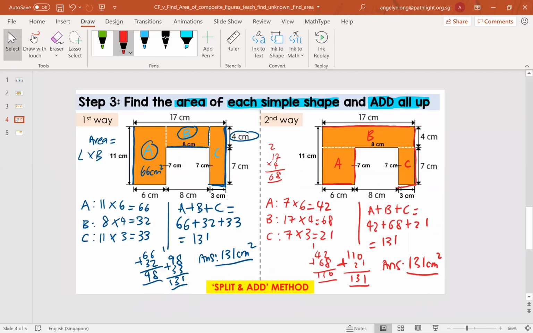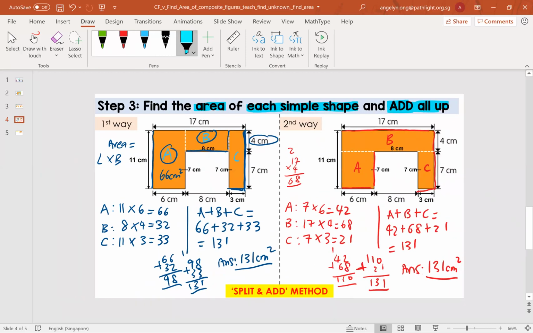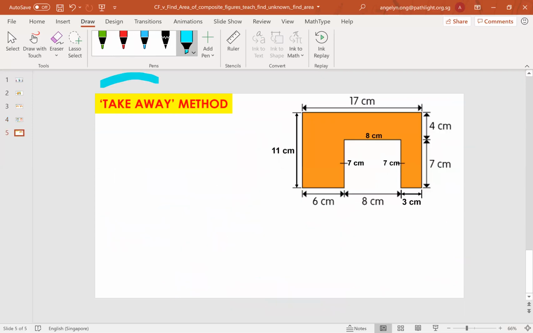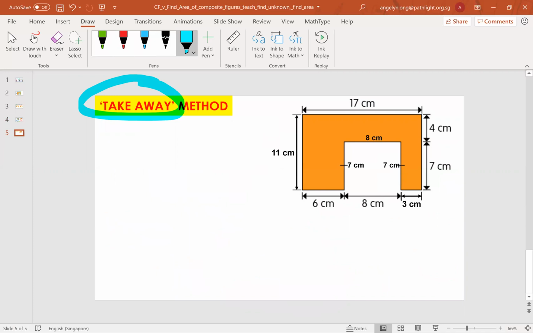Now this method, we call it the split and add method. This is method 1. Now actually there's a second method and I'm going to show it to you. We call this the take away method. So take away means, do you think it's plus or minus? Take away means to subtract. So what we're going to do is we're going to take a big area minus away a small area to get our answer.